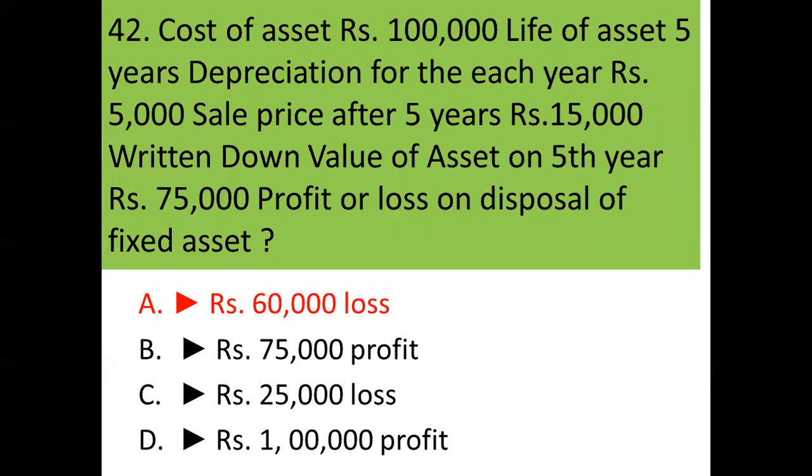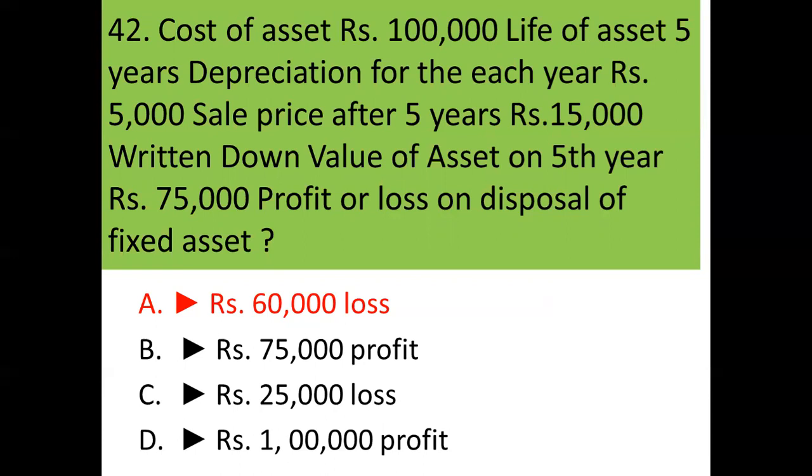Here, the cost of the asset is 100,000. Life of asset is 5 years. Depreciation for the year is 5,000. Sales price after 5 years is 50,000. Writing down value of the asset on the 5th year is 75,000. Profit or loss on disposal of fixed asset is? We are asked to find out the profit or loss on disposal.